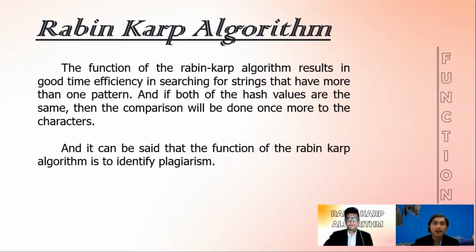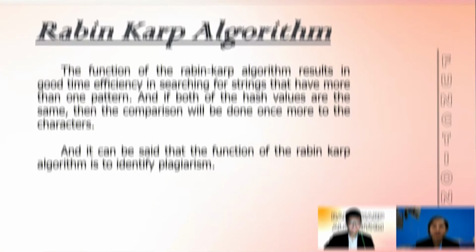Function of the Rabin Karp algorithm. It has good time efficiency in searching for strings that have more than one pattern. And if both of the hash values are the same, then a comparison will be done once more on the characters. And it can be said that the function of the Rabin Karp algorithm is to identify plagiarism.